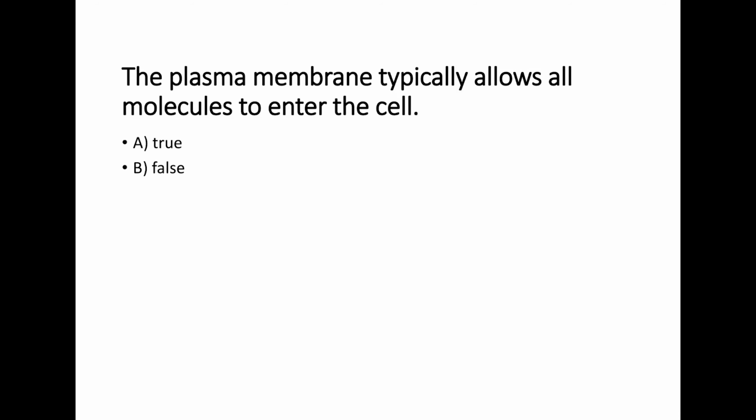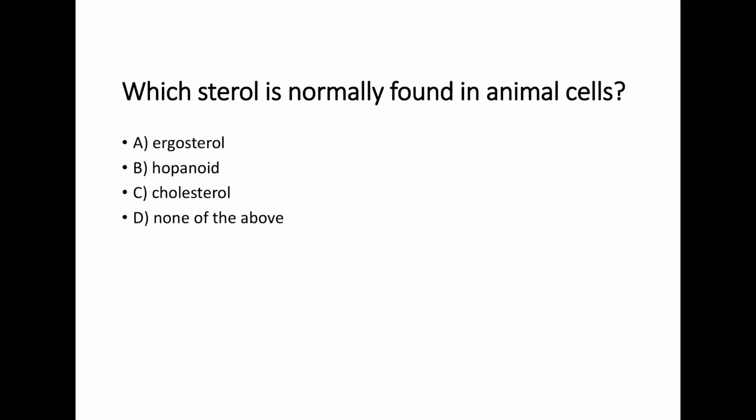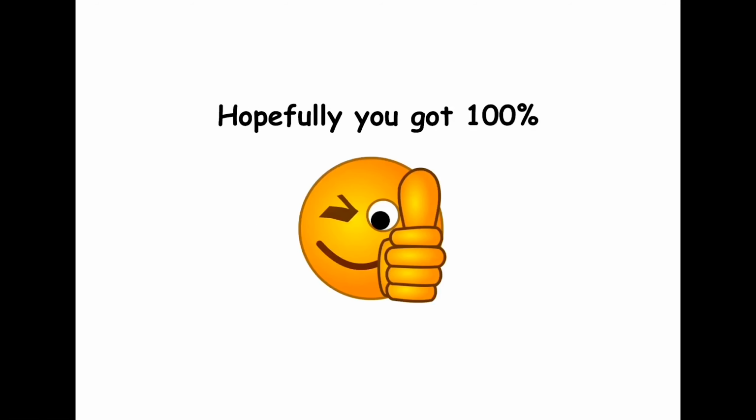All right, the plasma membrane typically allows all molecules to enter the cell. We clearly know that is not true because it's selectively permeable. All right, which sterol is normally found in animal cells? Is it ergosterols, hopanoids, cholesterol, none of the above? The one we typically see found in animal cells is cholesterol. Ergosterols are found in fungi, hopanoids in bacteria, but cholesterol is what we see in animal cells.